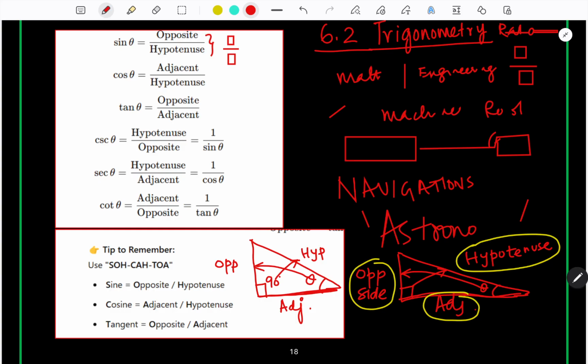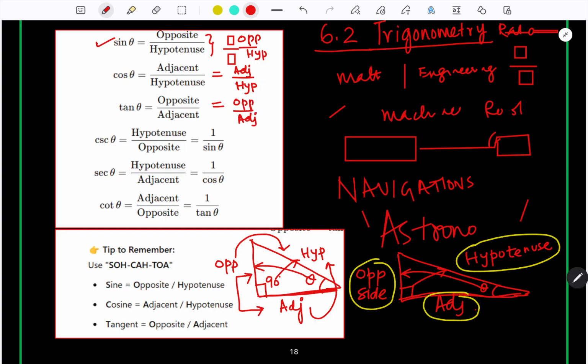Okay, what is sine theta? Opposite side by hypotenuse. What is cosine theta? Adjacent side divided by hypotenuse. And what is tan theta? Opposite by adjacent. Right. So these are the things you need to remember. Sine theta is opposite by hypotenuse. Cos theta, or cosine theta, is adjacent, ADJ, divided by hypotenuse, HYP. Tan theta is opposite side divided by adjacent.